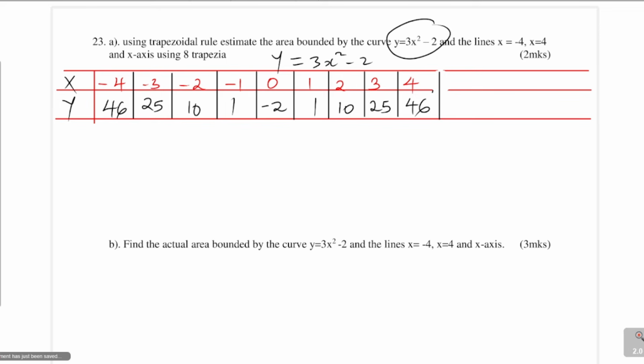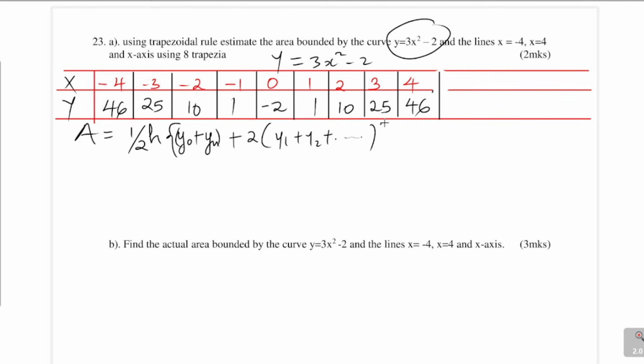Now we use the trapezoidal rule. The trapezoidal rule states that the area is given by half multiplied by the height, then the first height of the strip of the trapezium plus the last one, plus twice all the others, the middle ones, y1 plus y2 and so on up to the end. In this case, the height is 1, from -4 to -3 to -2. You can see the height is uniform. It is 1, so it will not make any difference.